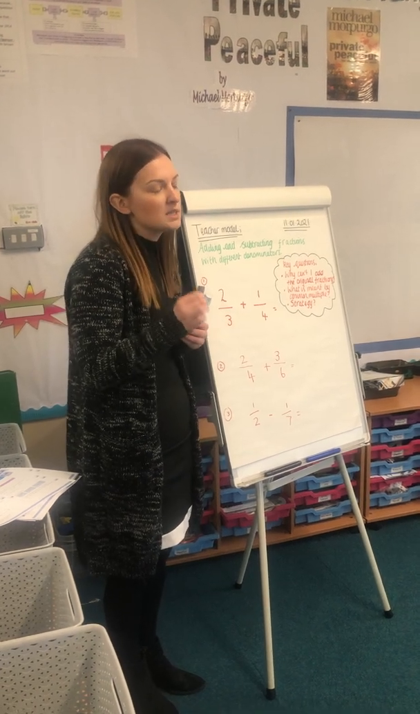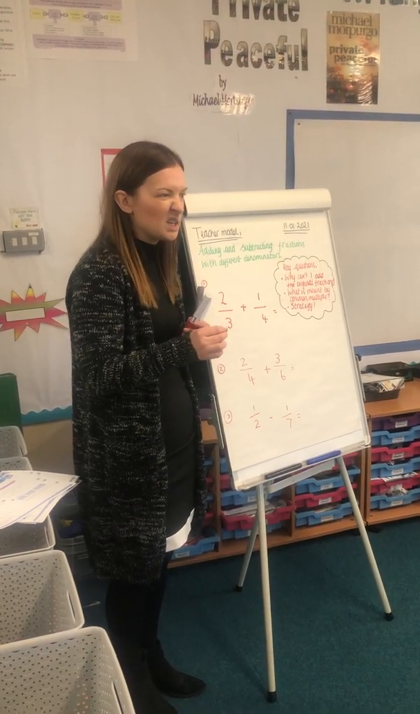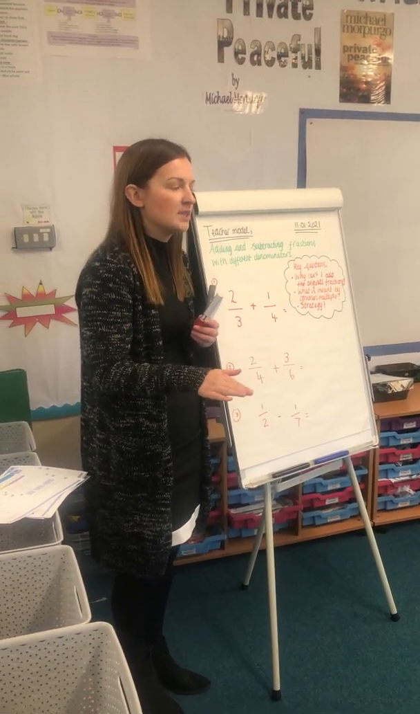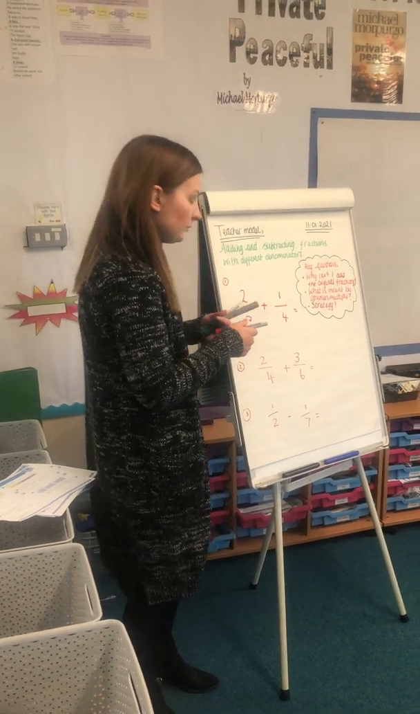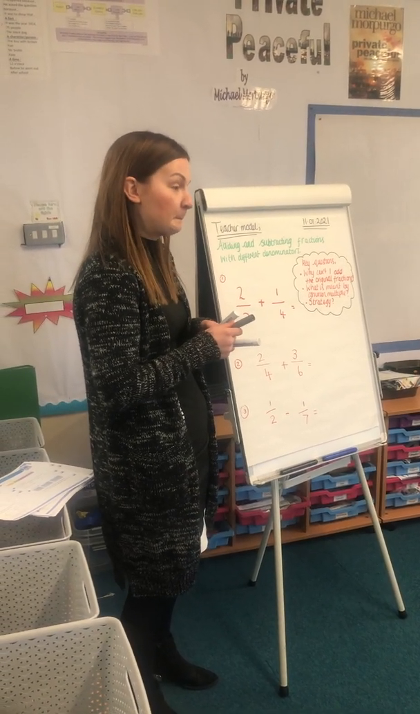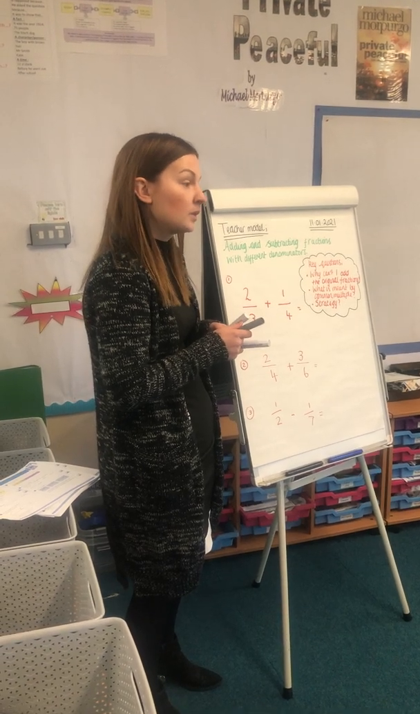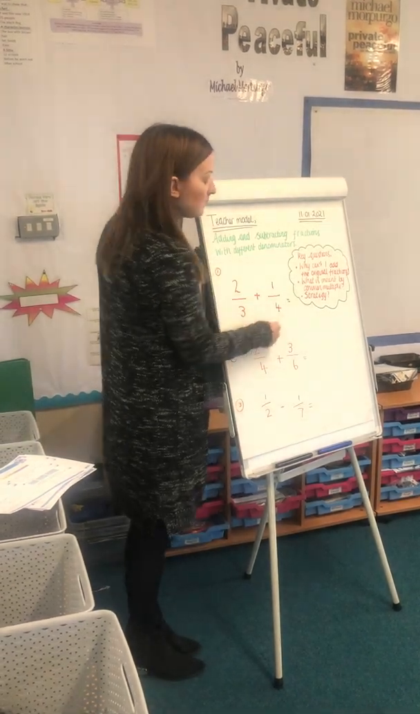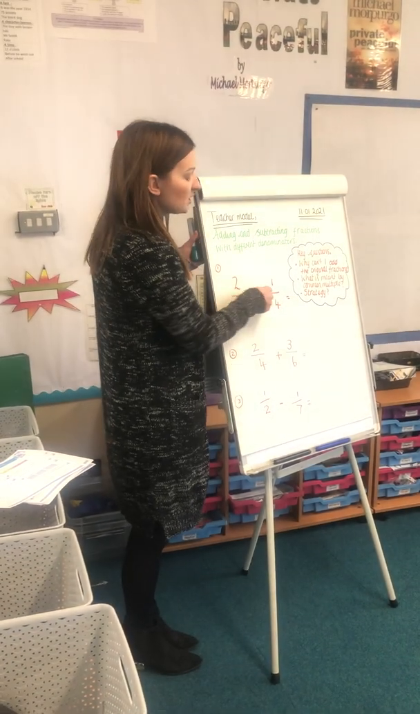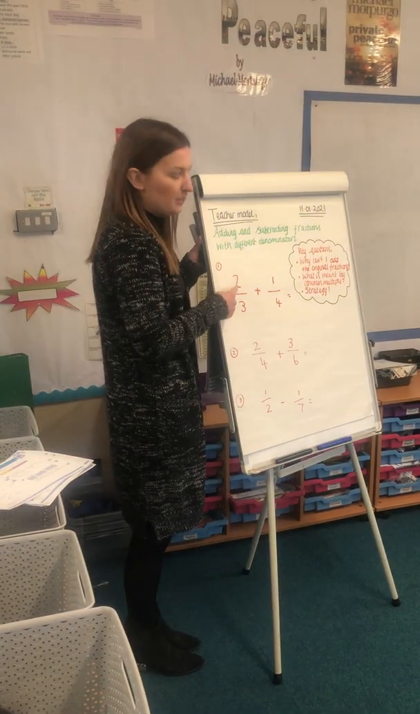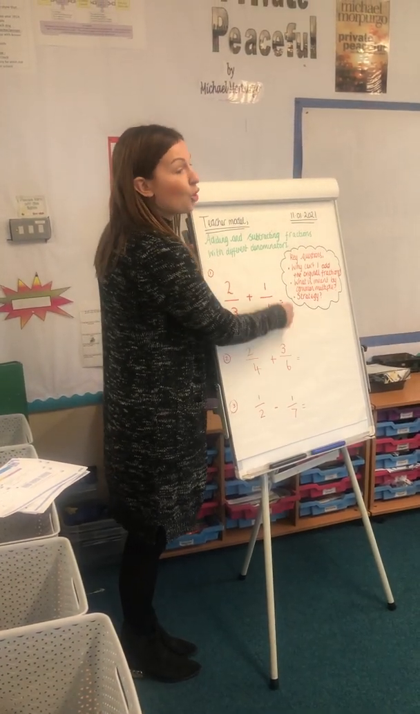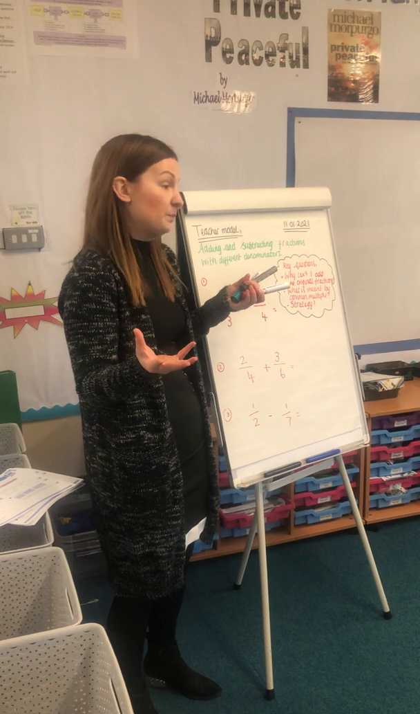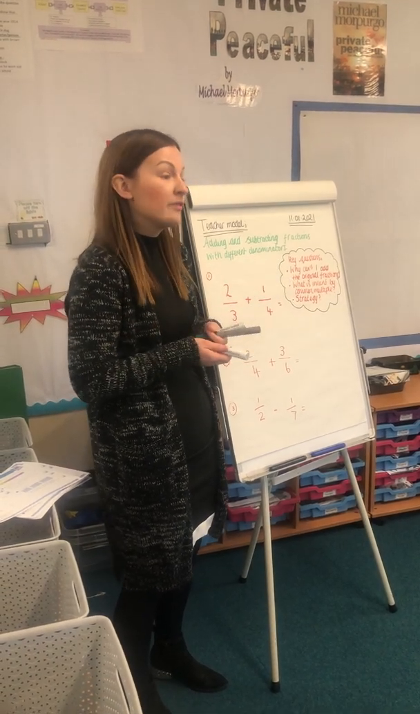Why do the denominators need to be the same? Any ideas? Who can tell me? What can I not do unless my denominators are the same? Archie? It would make it easier to compare, because you can just see the 2 and the 1. Perfect. So at the moment, Archie, what you're telling me is if I look at this first calculation, these fractions are from different families, aren't they? Because these are thirds and these are quarters. So at the moment, we can't make any real comparison if we were being asked to compare, and we can't add because they're not from the same family.